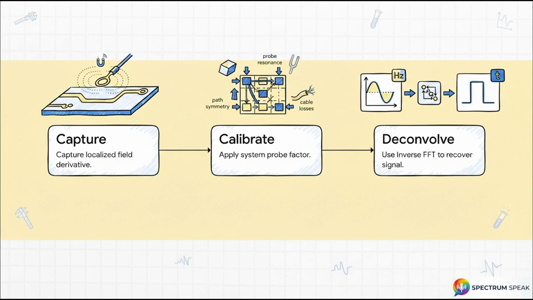Let's step through how this actually builds into our final solution. Step 1, you capture the localized field derivative using your completely safe, non-contact near-field probe. Step 2, you apply your complex calibration matrices to account for the probe resonances, path asymmetries, and any cable losses. Finally, step 3, you utilize deconvolution algorithms. Specifically, you run an inverse fast Fourier transform in the frequency domain to mathematically compensate for the derivative coupling. The end result? You recover a perfect, high-fidelity, time-domain switching waveform with absolutely zero physical probing distortion.